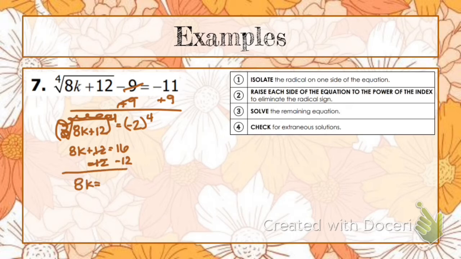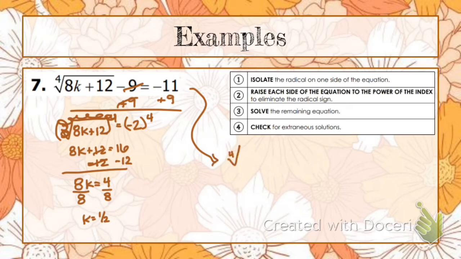Okay, so then we're going to solve for k. 8k equals 4. Then we're going to divide both sides by 8. And we get k equals 1/2. Then we're going to check our answer. Oh, that's beautiful.